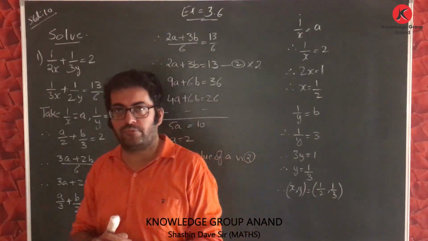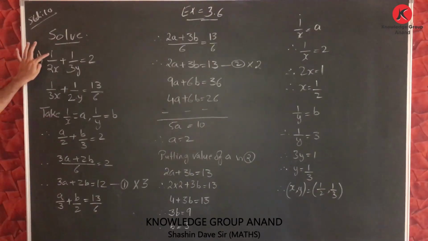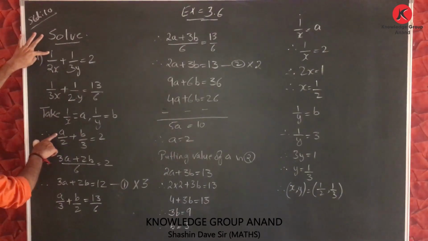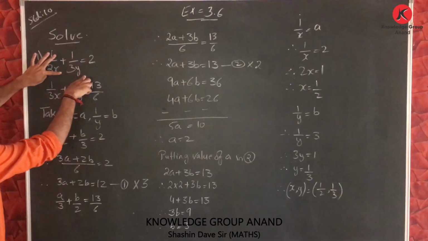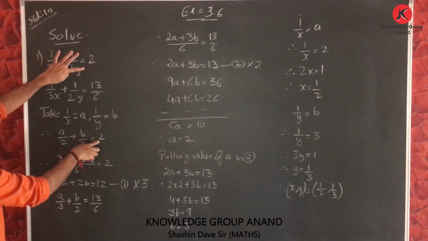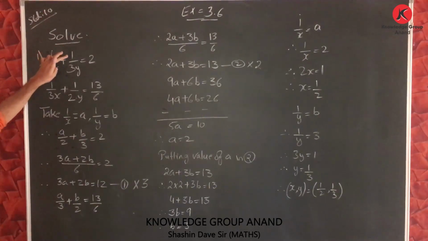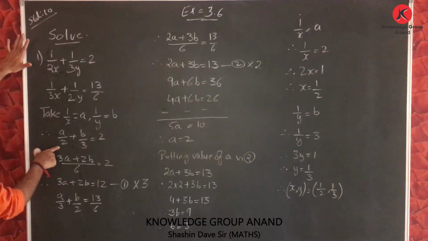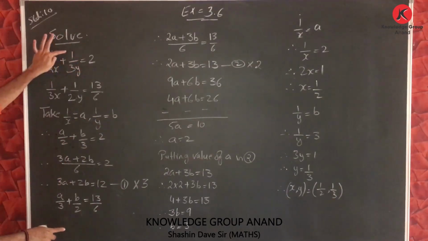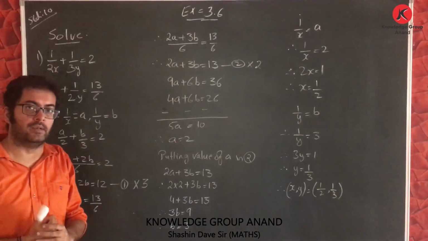Now, if I take 1 by x as a and 1 by y as b, so this 1 by x part becomes a, so I have a upon 2 plus this 1 by y part is b, so I have b upon 3 is equal to 2. Once again understand, 1 by x is a and 1 by y is b. So 1 by x, this part is a, so what remains in the denominator? 2. So I have a upon 2 plus this 1 upon y part is b. So b upon 3 is equal to 2. This is my equation number 1.